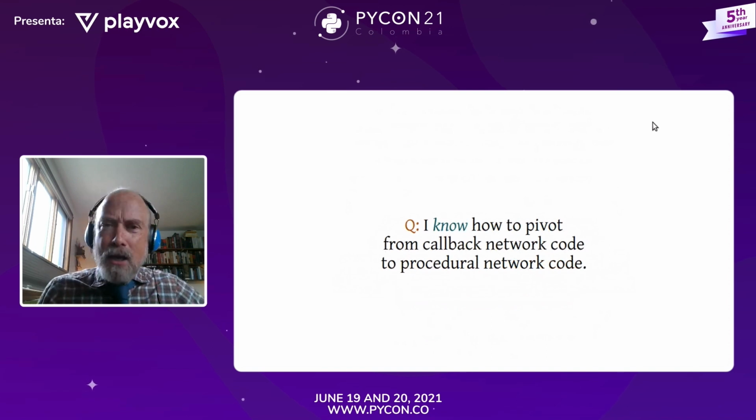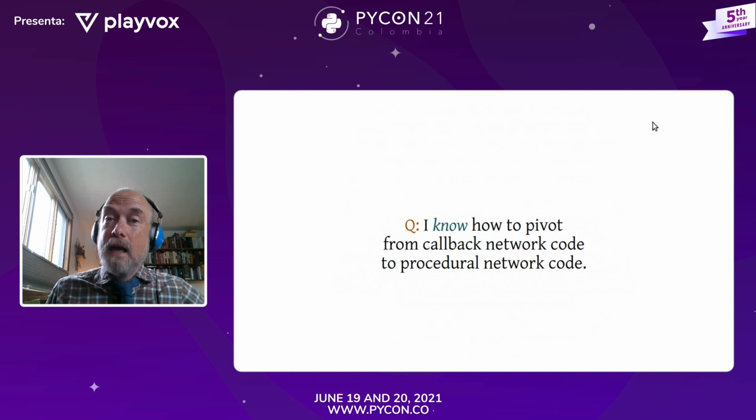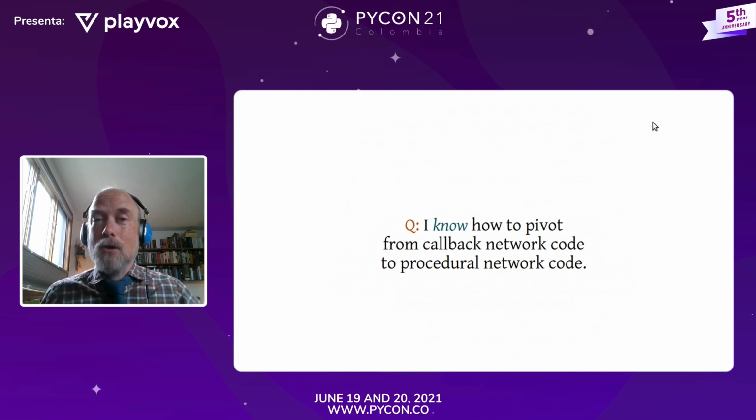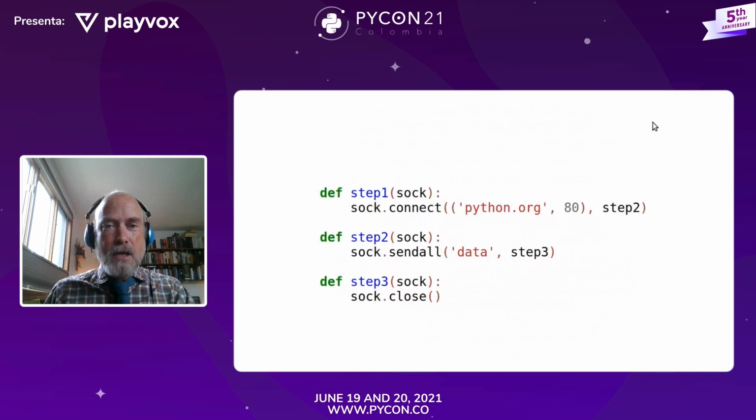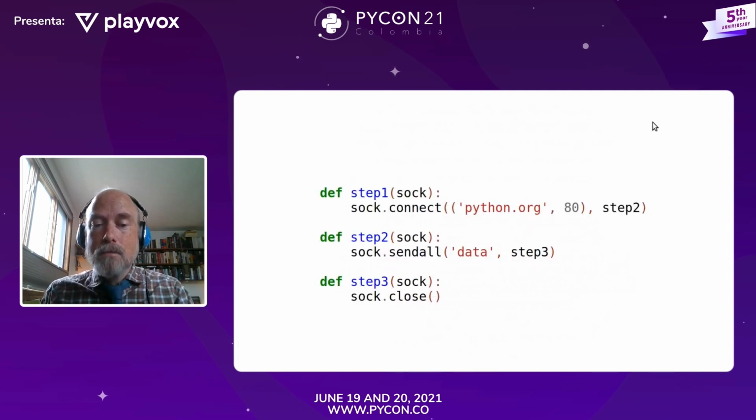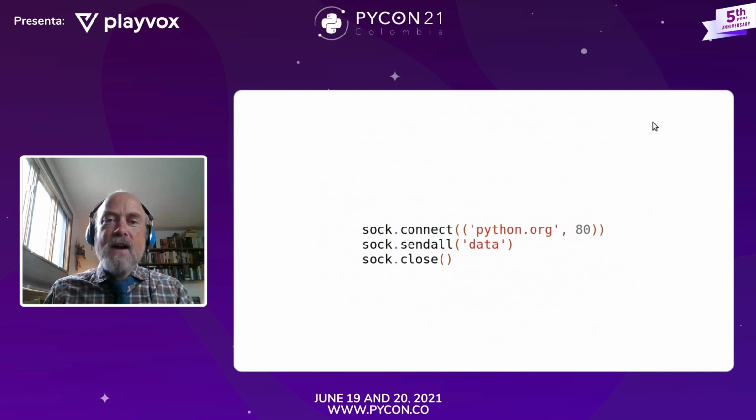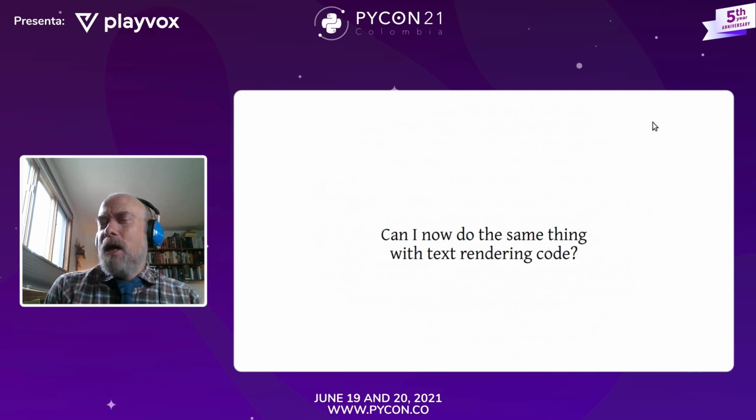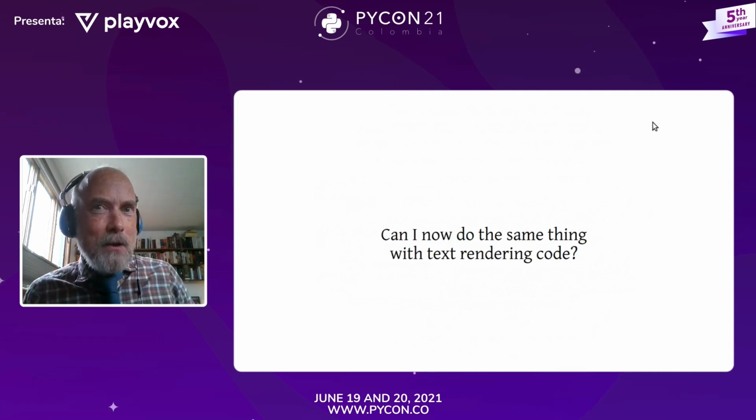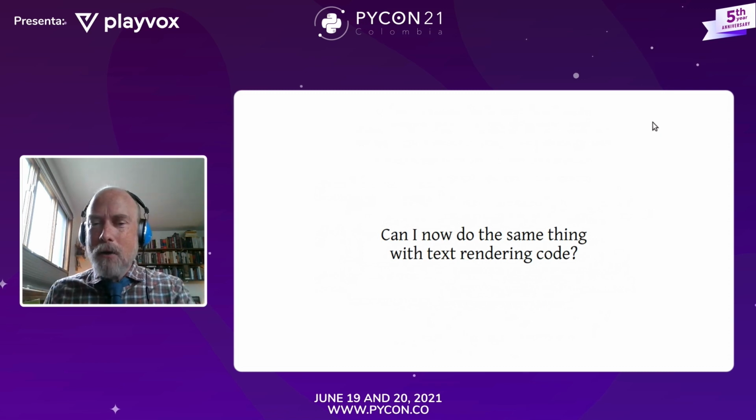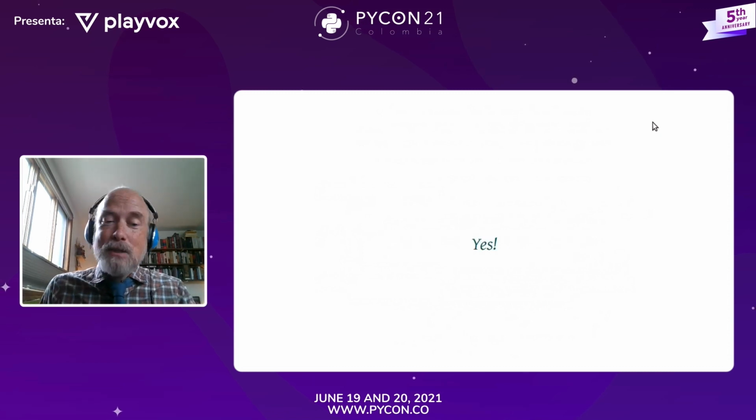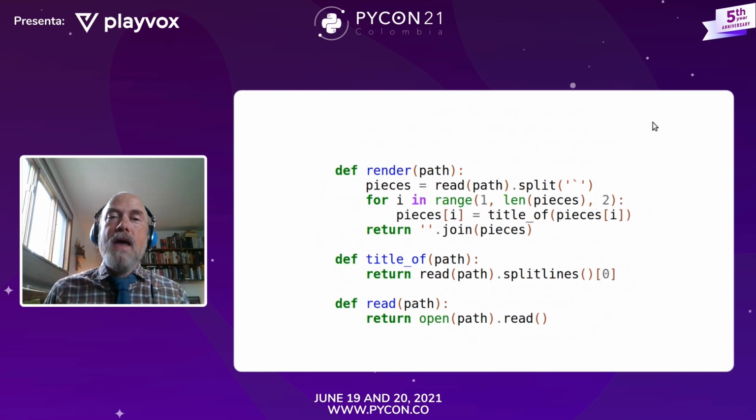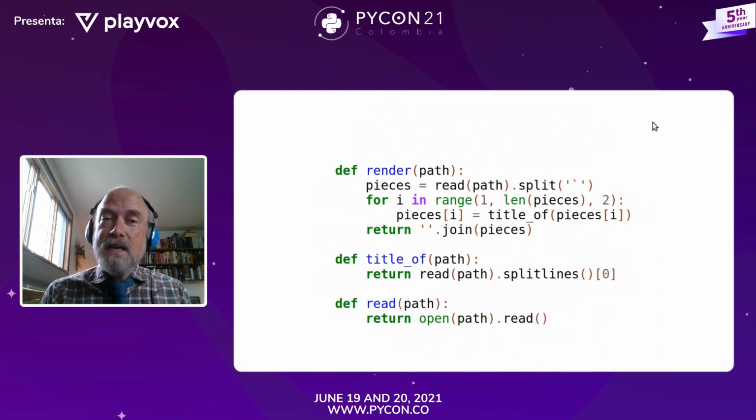Question. Well, I know how to pivot from callback network code to procedural network code. I just did it a few slides ago. I got a series of awkward callbacks, and I simplified it down to procedural code that simply runs one line after another. Can I now do the same thing with text rendering code? Yes. I can reimagine rendering like this.